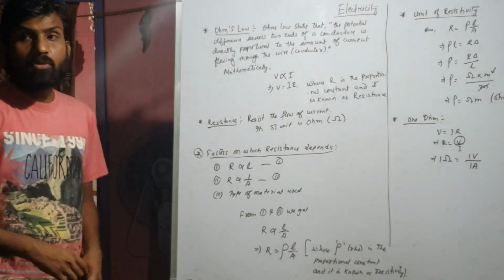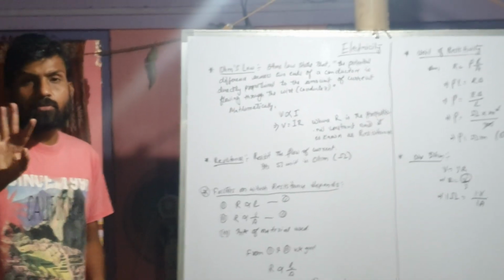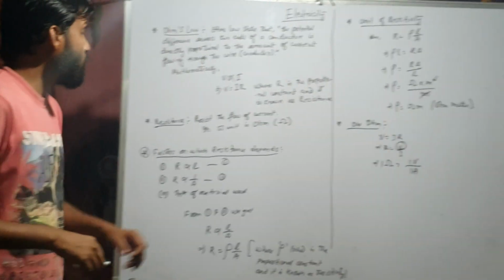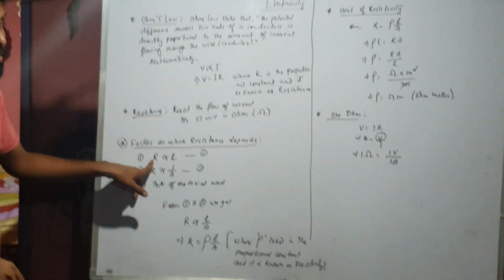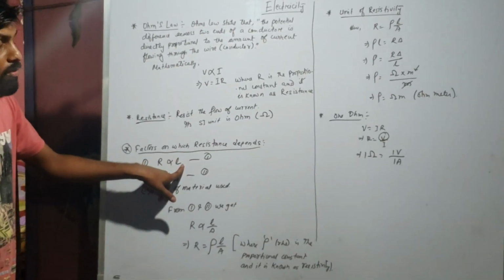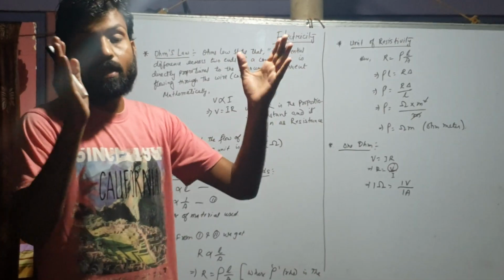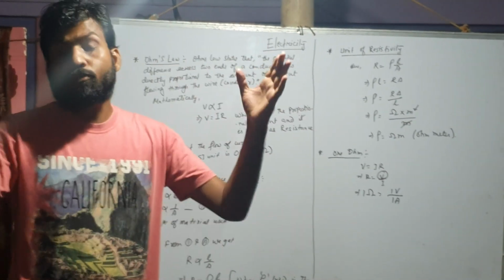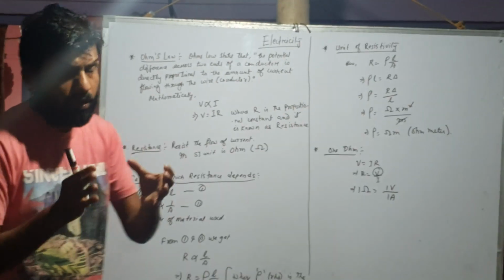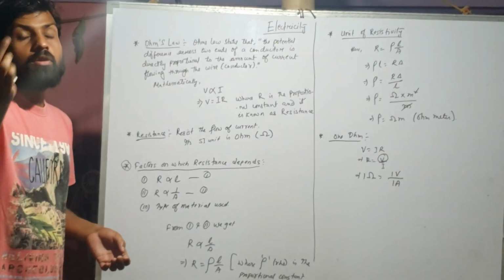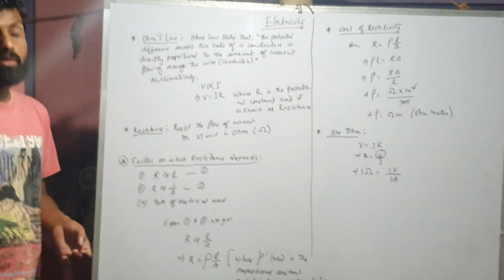Resistance depends on three kinds of factors. Number one is that the resistance of a conductor is directly proportional to the length of the wire. That means the greater the length, the greater the resistance, and the smaller the length, the smaller the resistance. Meaning if the length increases, resistance is also going to increase. If the length decreases, the resistance is also going to decrease.